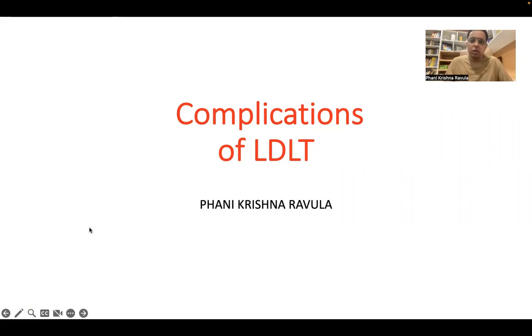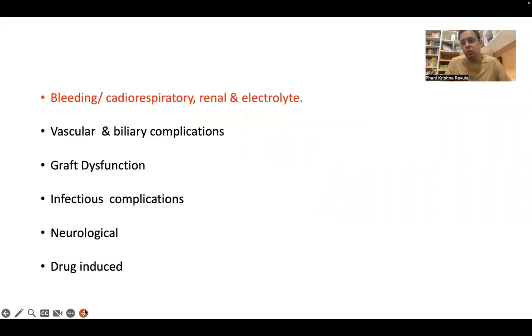Hello, everyone. Today we'll be discussing the topic complications of living donor liver transplantation. Basically, this is a vast area because living donor liver transplantation is a really complex operation. In addition to what can go wrong in any major surgery, like bleeding, cardiorespiratory complications, renal problems, and electrolyte disturbances.